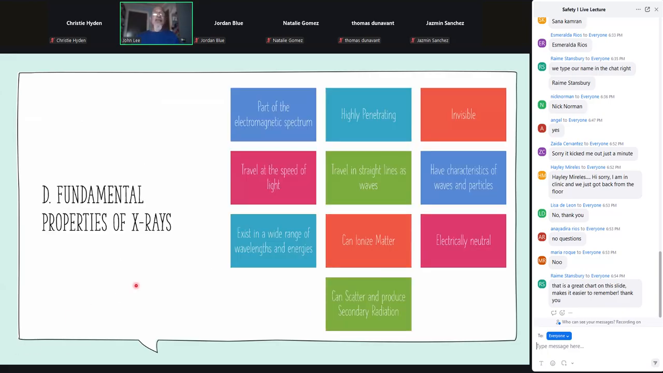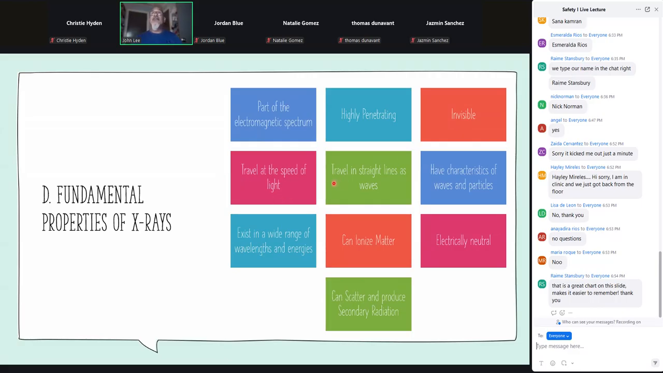The fundamental properties of X-rays. And the most amazing thing to me about this particular slide is that these 10 things were put in place in Röntgen's original paper. So these things have not changed since the discovery and the publishing of his papers. X-rays are part of the electromagnetic spectrum. They are highly penetrating. They are invisible to the naked eye and travel at the speed of light.